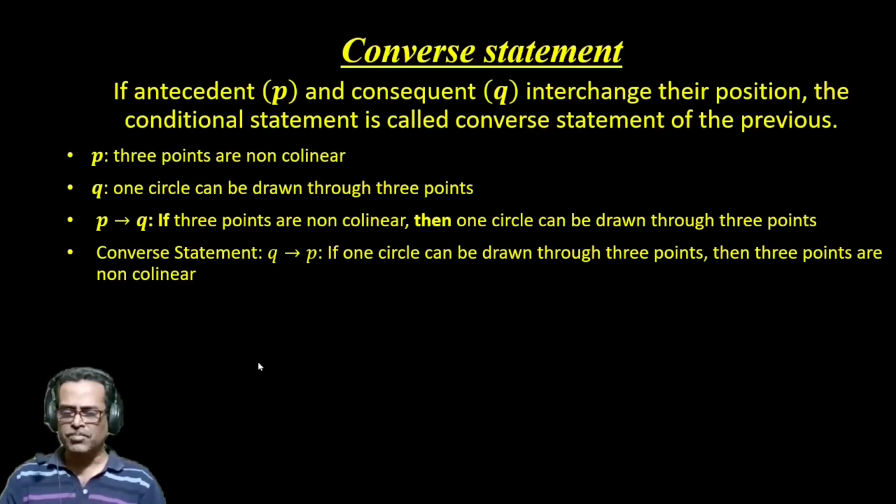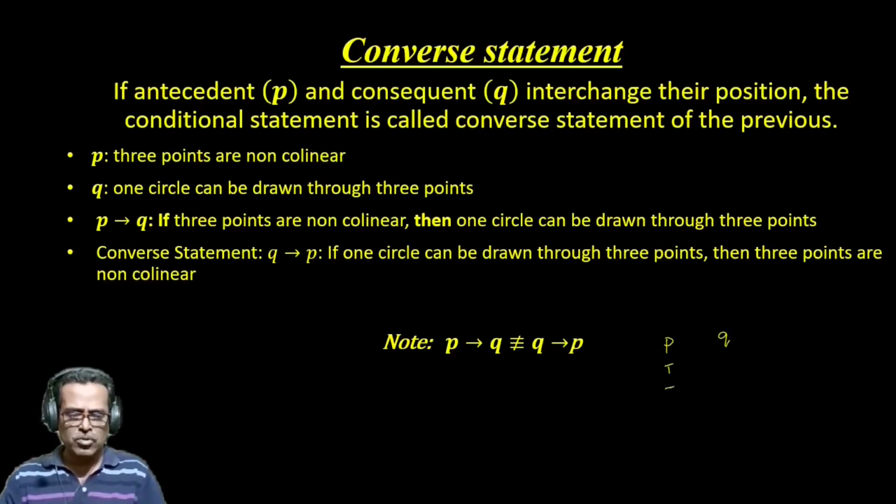Now, converse statements of the conditional statement are not equivalent. That means their truth values are not equal. P implies Q is not equivalent to Q implies P. This is very important. If we draw a truth table, then we can say that. Suppose P, Q: P is true, true, false, false, and Q is true, false, true, false. Then P to Q: this is true, this is false, this is true, and this is true.